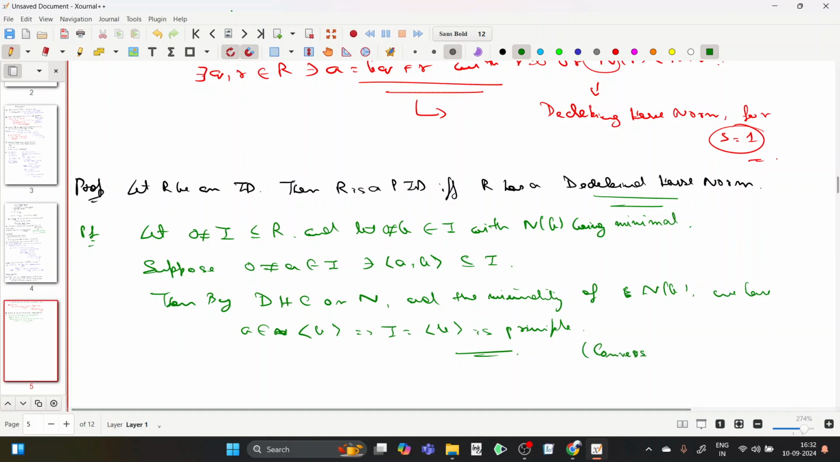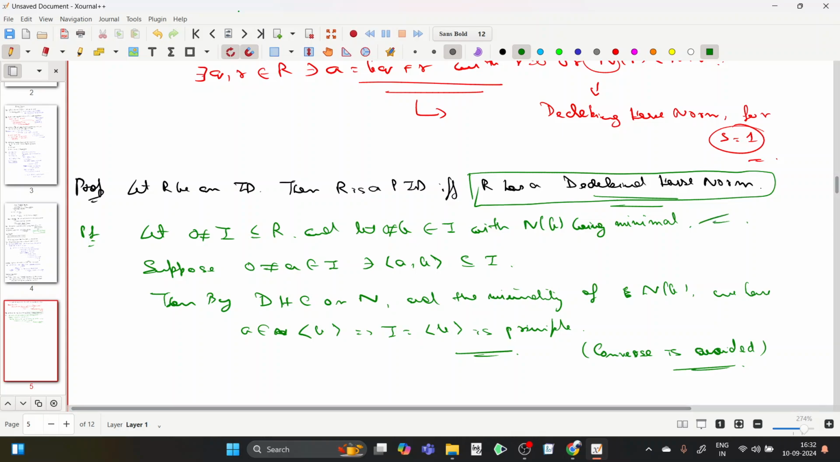The converse we are going to avoid for now. It requires some additional tools. Sorry, I shouldn't use the term cross, it would mean the converse is not true. The converse is avoided, but it's true. If you have a PID, then we can define a Dedekind Hasse norm on it. Anyway, it's a tool which might be important at least.